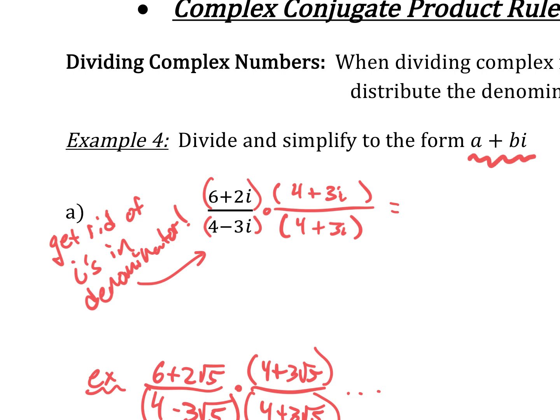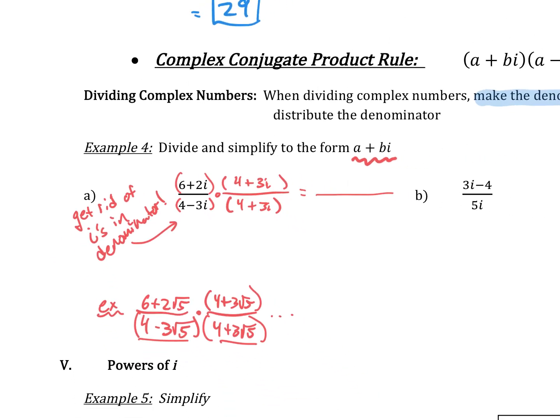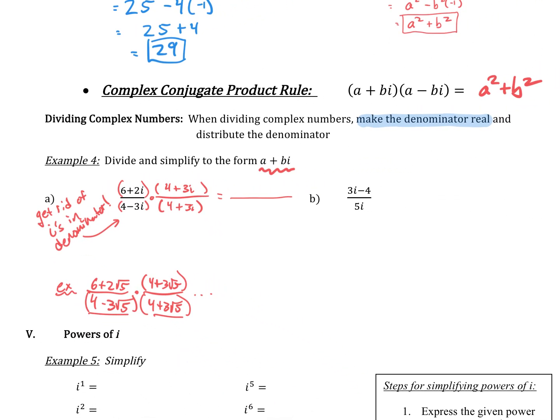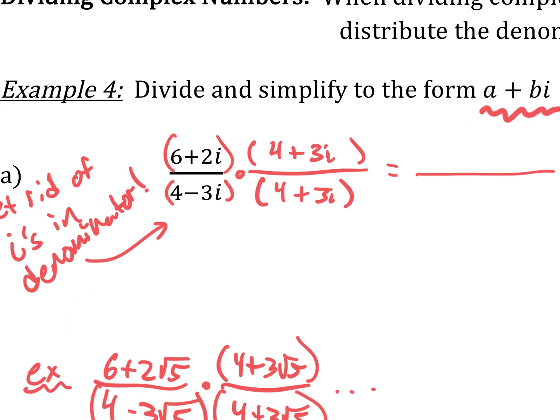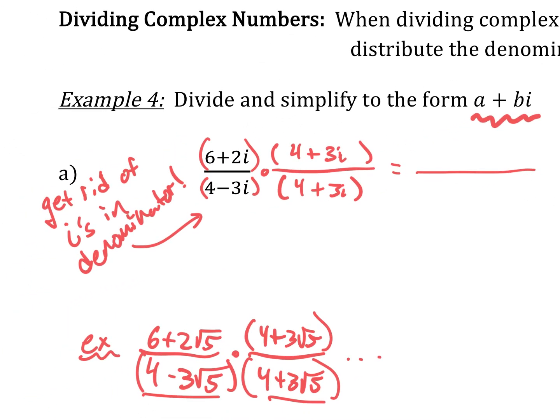Okay, so now on the bottom, we can distribute this. However, it's going to come out to this. It's going to be the first thing squared plus the second thing squared. So if you multiply it out, you're going to get the first thing squared, 4 squared, plus the first number times the second number, ignoring the i. So it's plus 3 squared. That's what happens when you multiply conjugates.